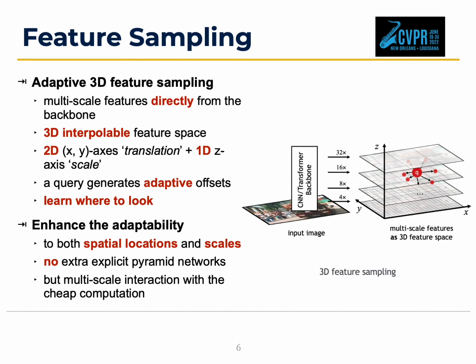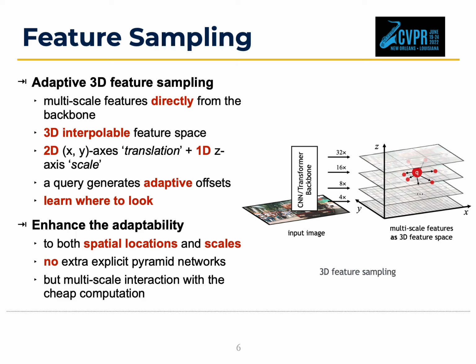The adaptive 3D feature sampling procedure gathers multi-scale feature maps directly from the backbone network to construct a unified 3D feature space, and defines an interpolation method on it. The 3D in its name is just 2 plus 1D: 2D for the x-y axis, and 1D for the scale axis. A query generates a set of offsets adaptively and samples features according to these offsets.